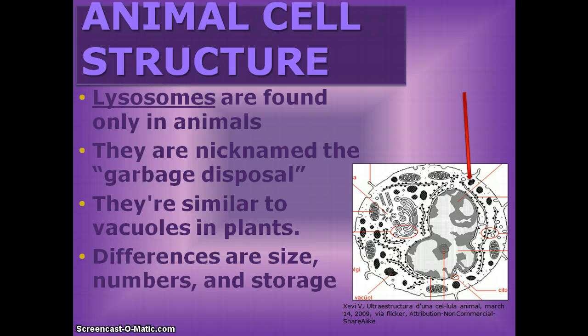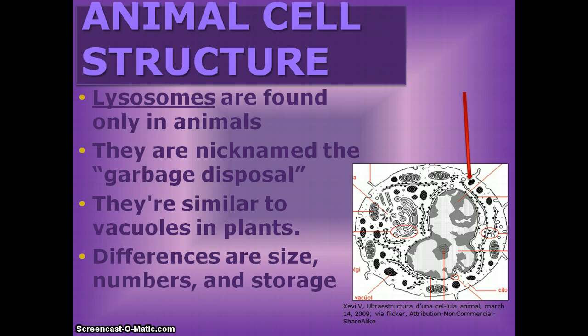Now, things that are found only in the animal cells would be the lysosomes. The lysosomes are nicknamed the garbage disposal, and this is because they are where the waste that the animal would use is put, and then it is processed there and distributed to be gotten rid of and out of the body. They are very similar to the vacuole. They store things, they process waste.